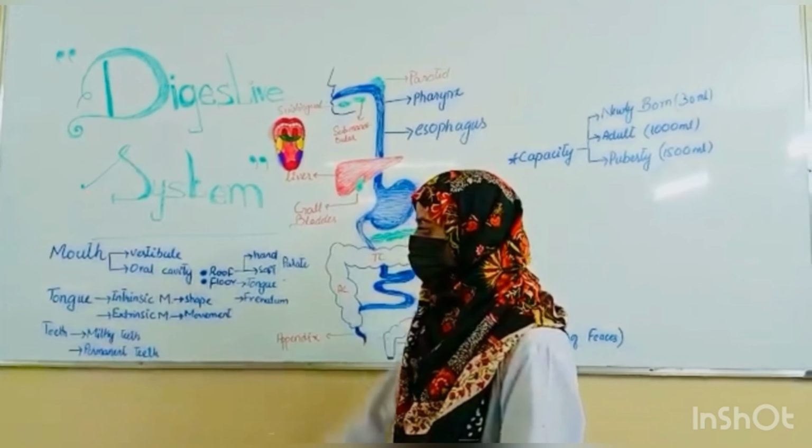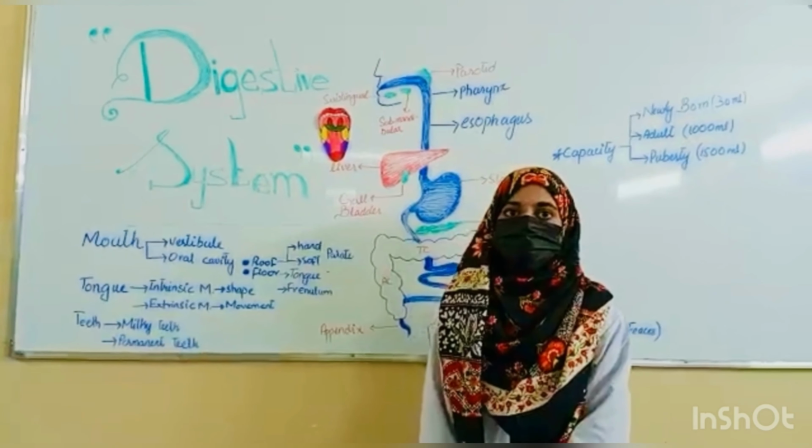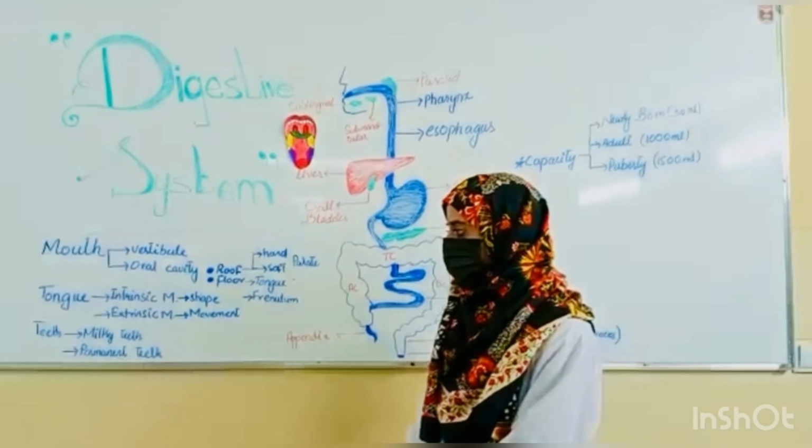Now, next to this point, we have the teeth. There are two types of teeth, the milk teeth, also known as deciduous teeth, and they are 20 in number.